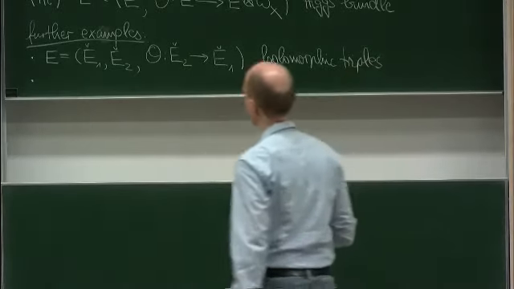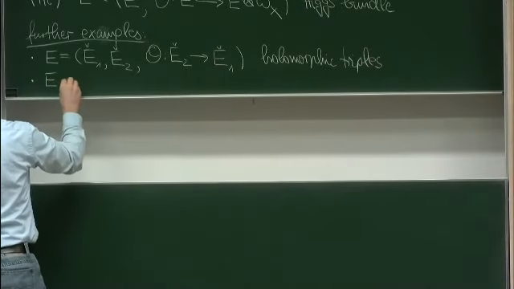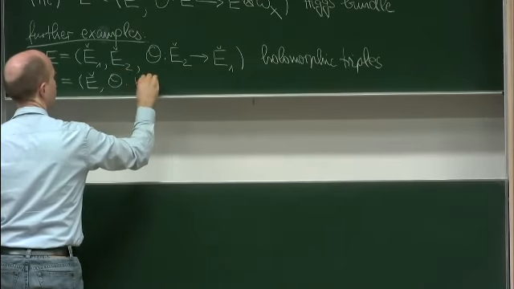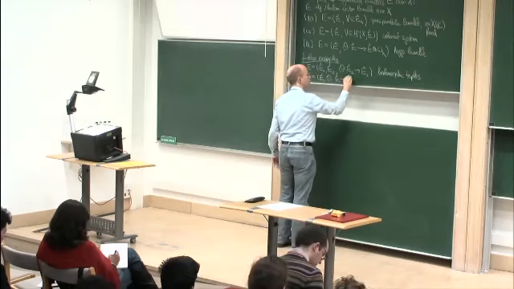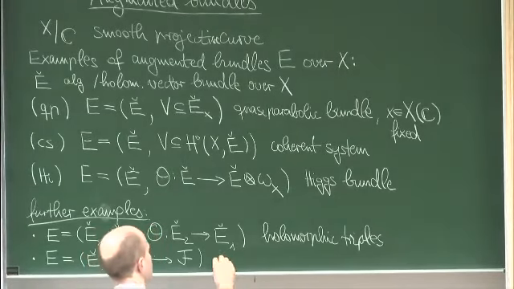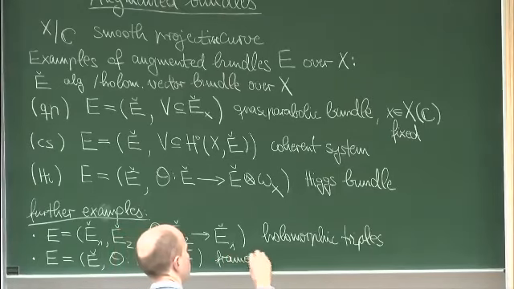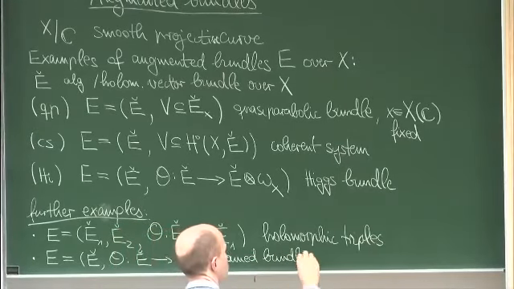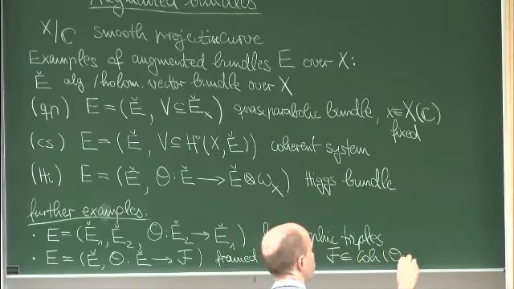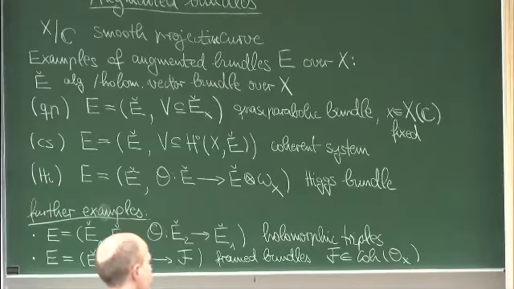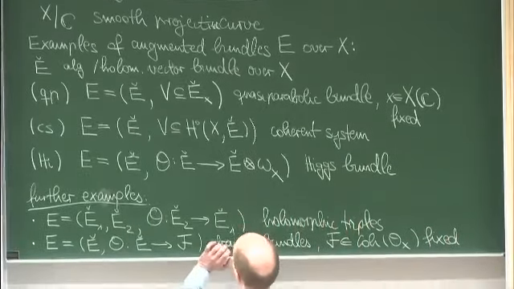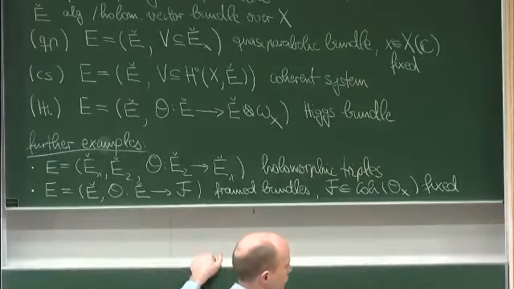These are the so-called framed bundles. These are pairs consisting of an underlying vector bundle together with a map from that vector bundle to one fixed coherent sheaf on X. So these are called framed bundles. Here F is one fixed coherent sheaf on the compact Riemann surface X, and these have been studied, for example, by Huybrechts and Lehn.